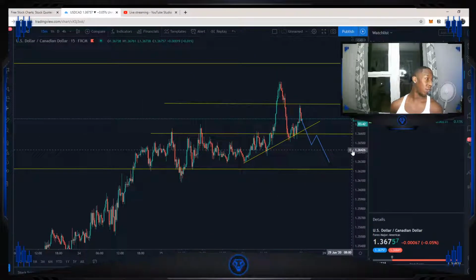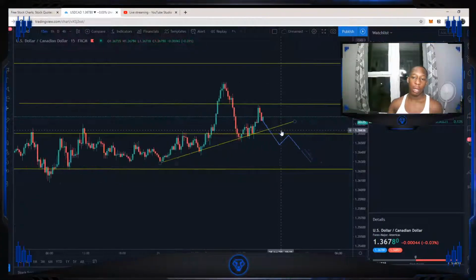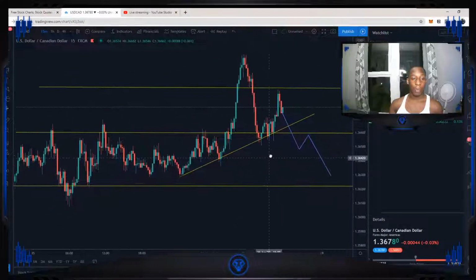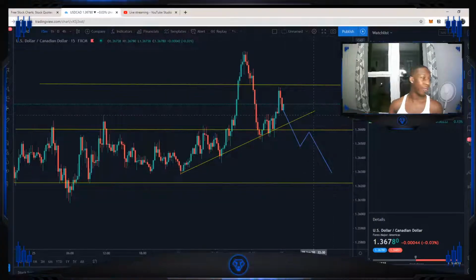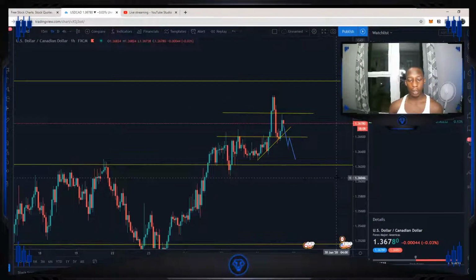However, USD CAD is correlated with oil, and it's also correlated with the dollar index. So also look at those for entering USD CAD. For now, it looks like a slowdown. Could be waiting for a retest, but I'm saying shorts back to this level before it continues higher. But yeah, that is what I am saying for that one.